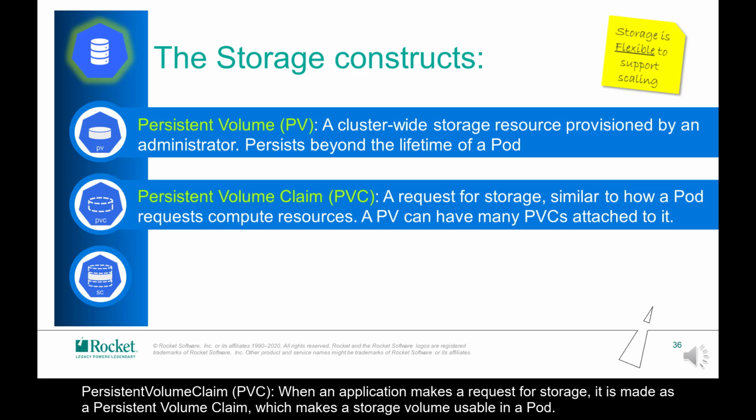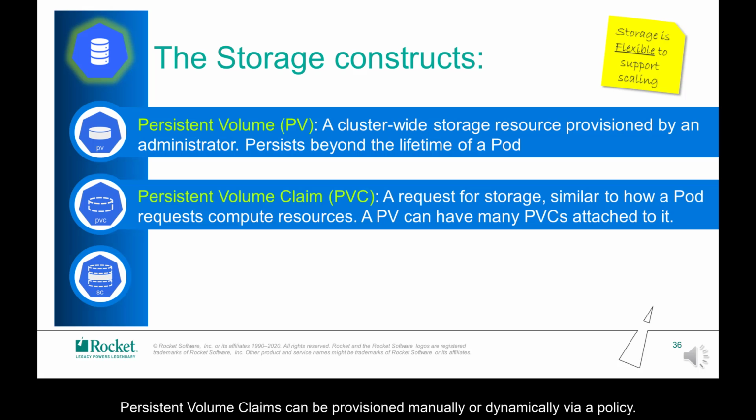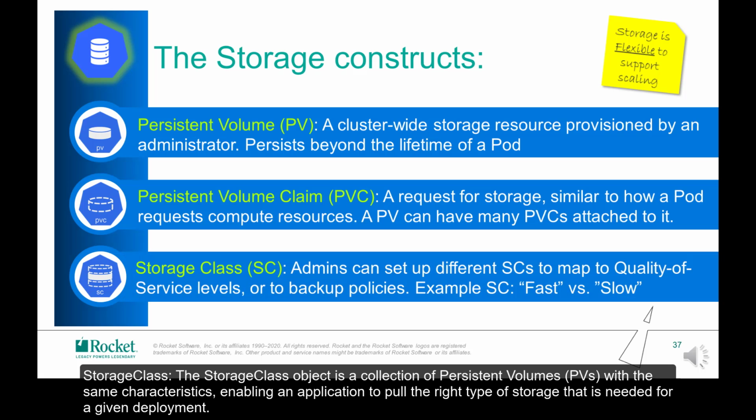Persistent volume claim. When an application makes a request for storage, it is made as a persistent volume claim, which makes a storage volume usable in a pod. Persistent volumes can be provisioned manually or dynamically via a policy. Storage class. The storage class object is a collection of persistent volumes with the same characteristic, enabling an application to pull the right type of storage that is needed for a given deployment.